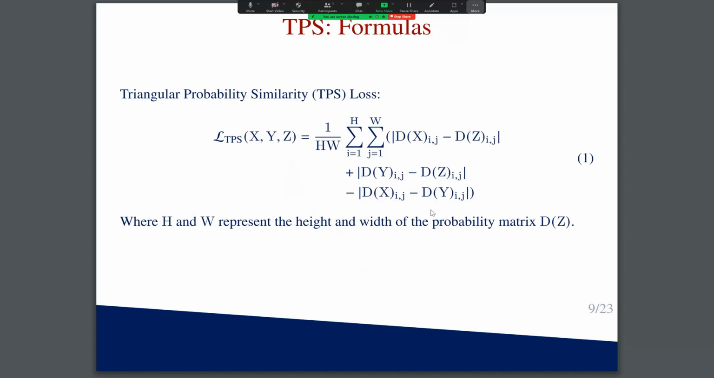Now, intuitively, TPS loss takes the summation of two sides of the triangle and divides by the other side of the triangle. If TPS loss is equal to 0, then we are basically compressing that triangle to a line segment.